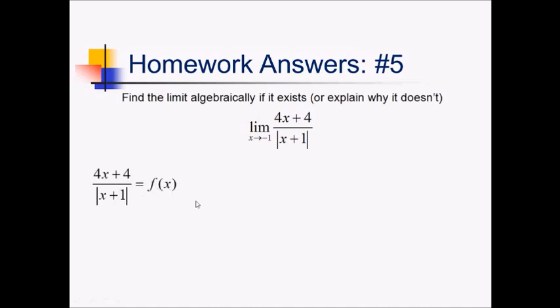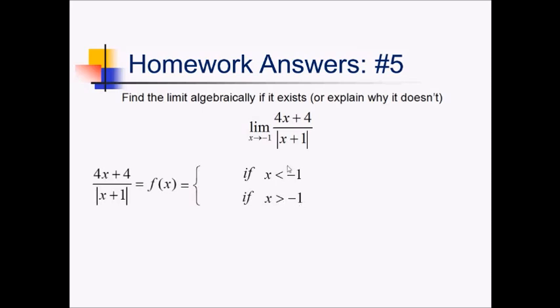So splitting this into a piecewise function, let me pick my border value first. That's going to be whatever makes your absolute value expression come out to 0. So that'll be a border value of -1. So I'm going to have a rule for what happens when x is less than -1 and a rule for what happens when x is greater than -1.